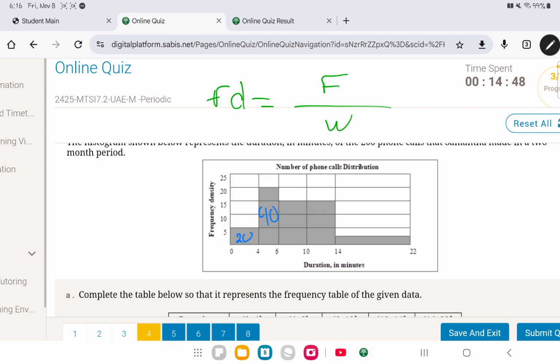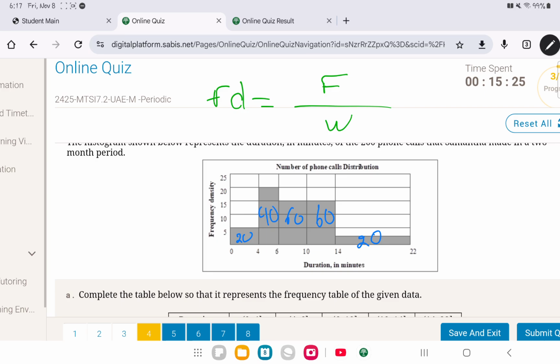For the third one, it becomes 15 times 10 minus 6, so 15 times 4, 60. Same thing for the fourth one, which is 15 times 14 minus 10, which is 15 times 4, which gives us 60. And then finally, we have half of it, which is 2.5. 2.5 times 22 minus 14, so times 8, we get 20.